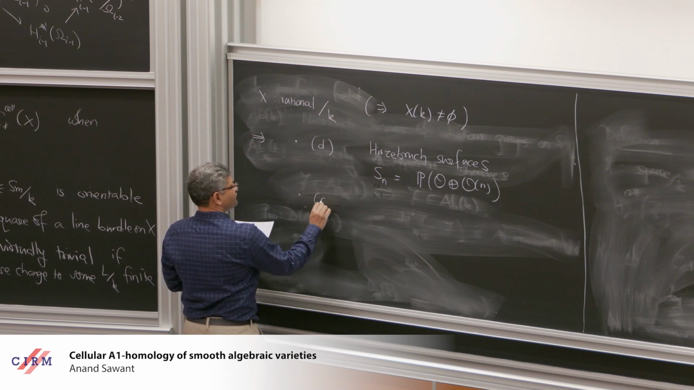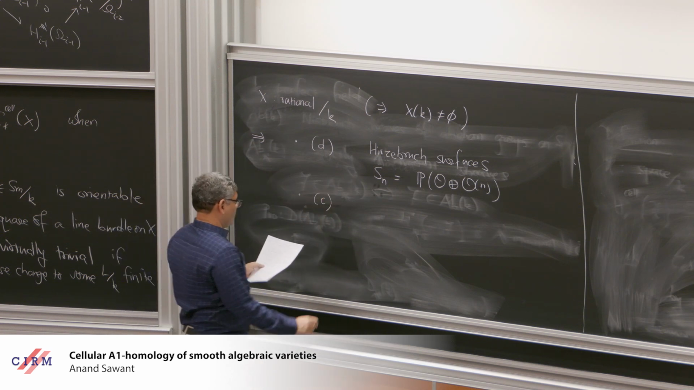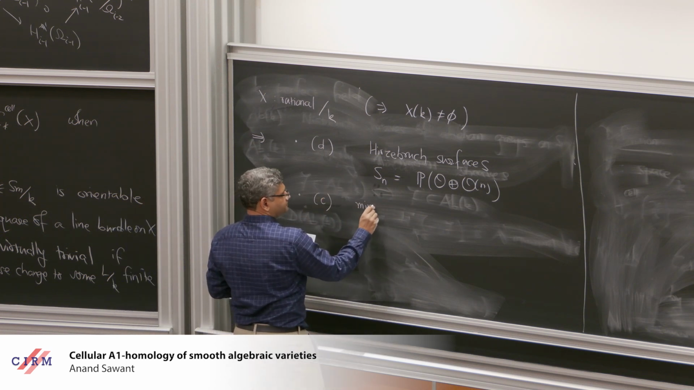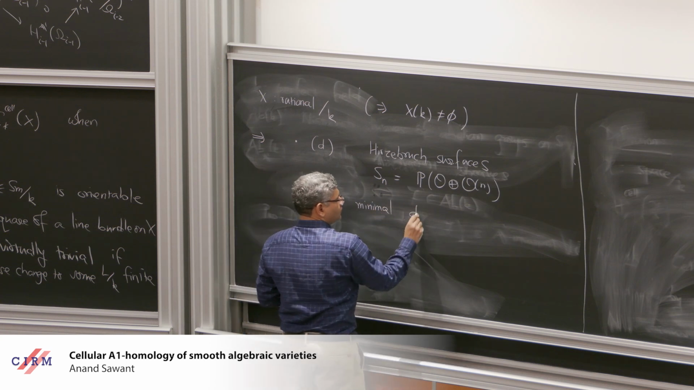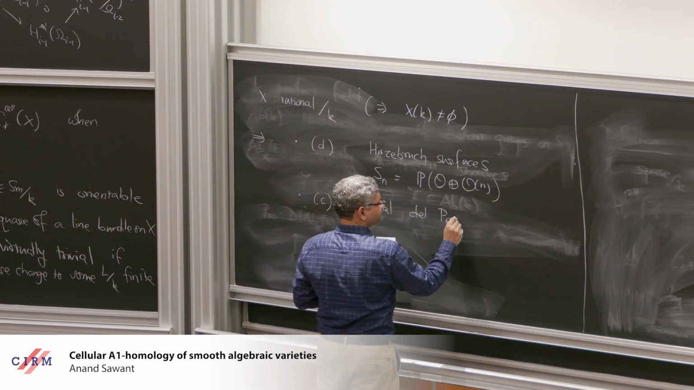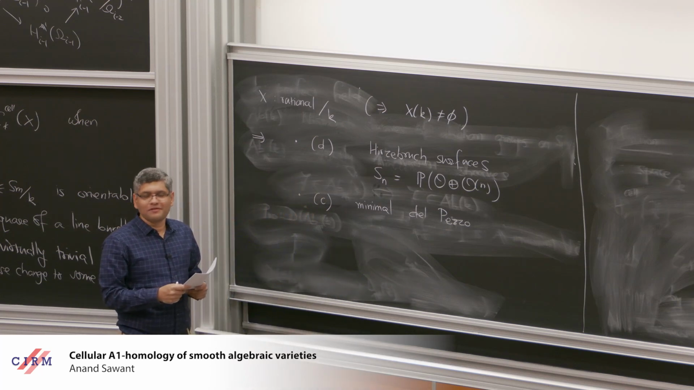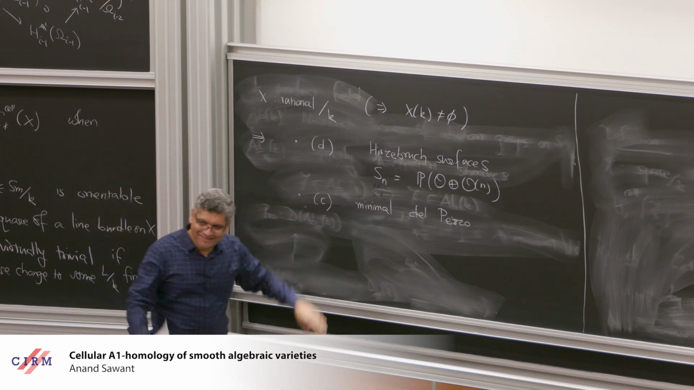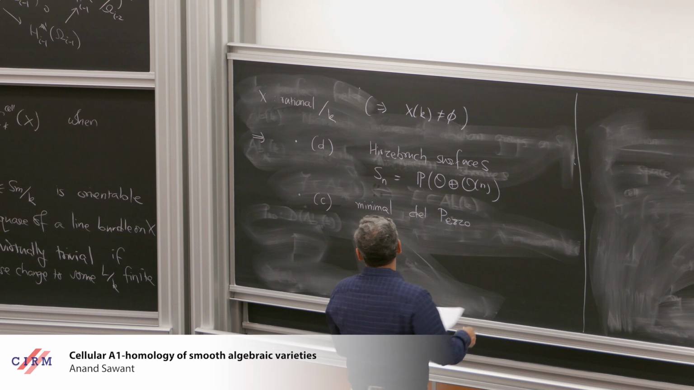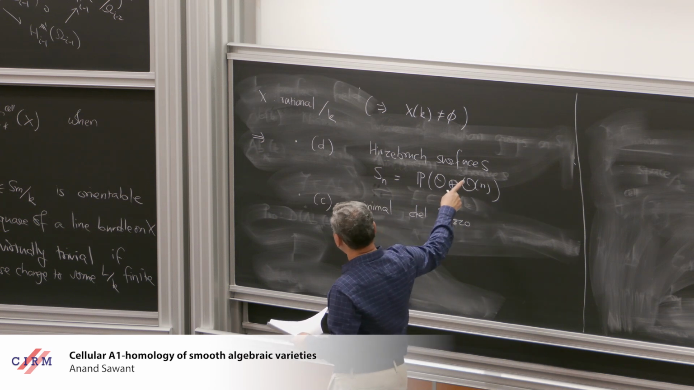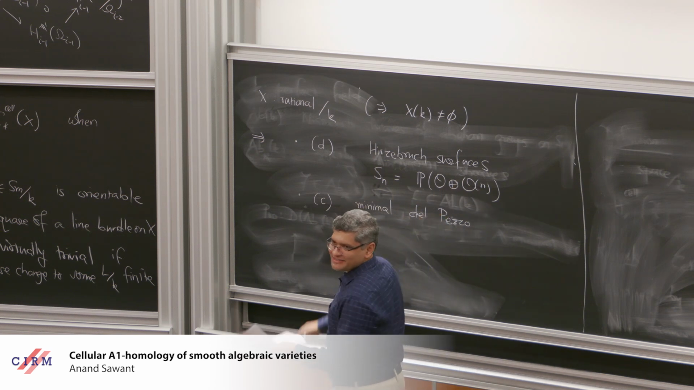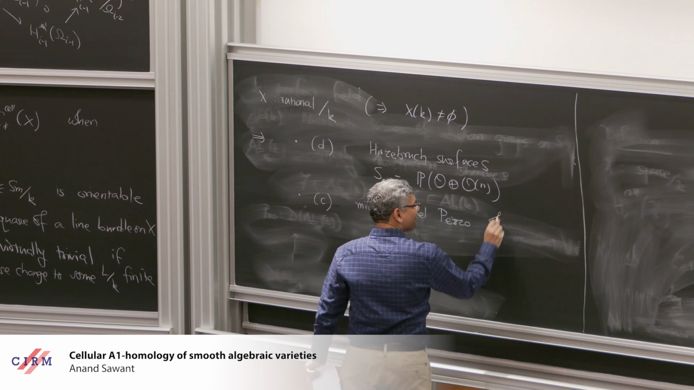Then C becomes a minimal del Pezzo surface. I'm just saying that D becomes this and C becomes this. So minimal del Pezzo of degree 5.